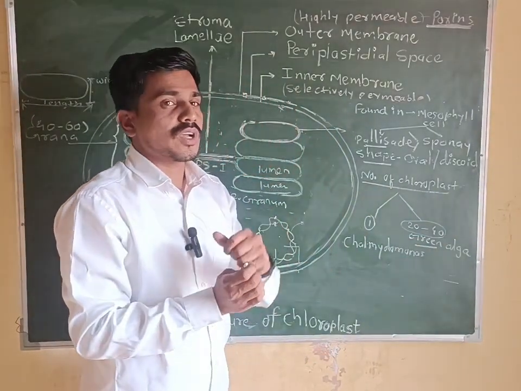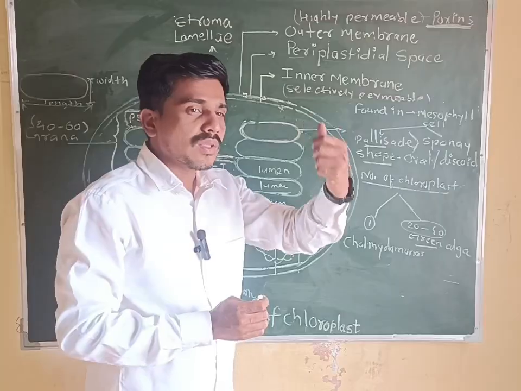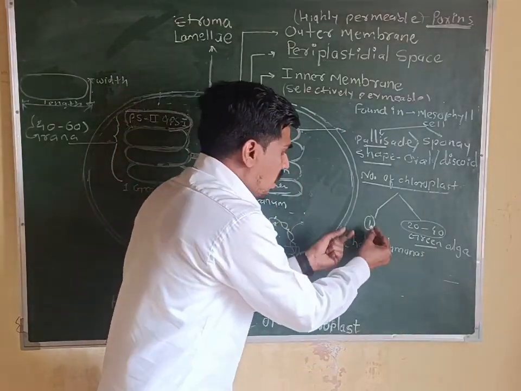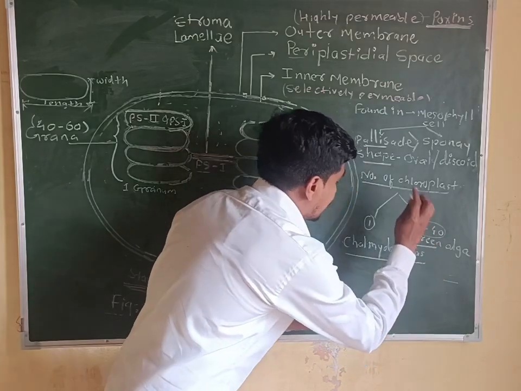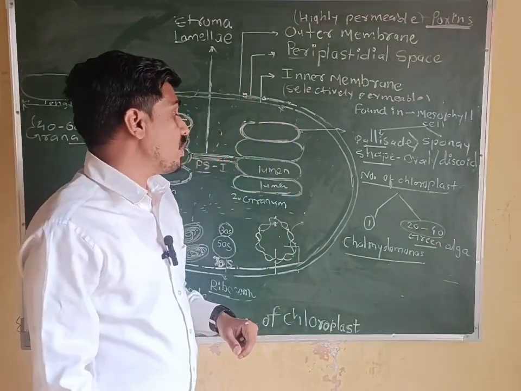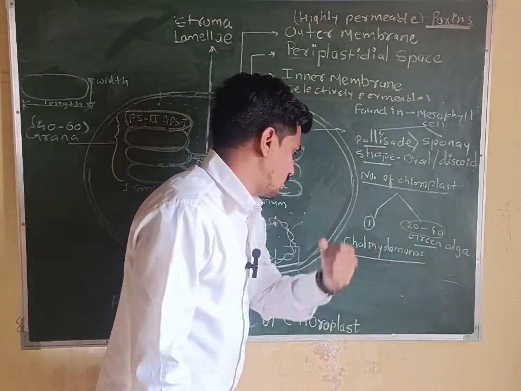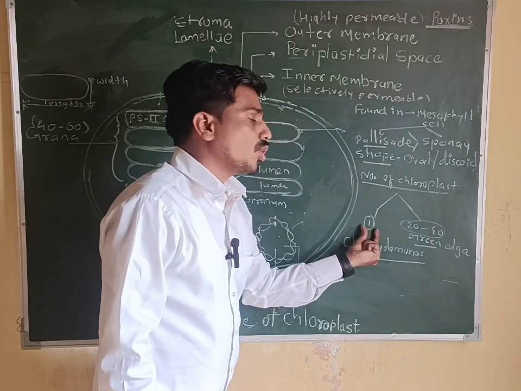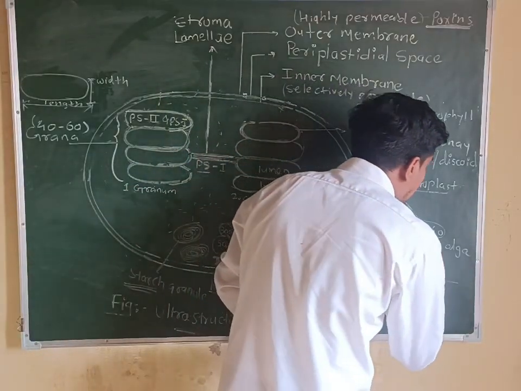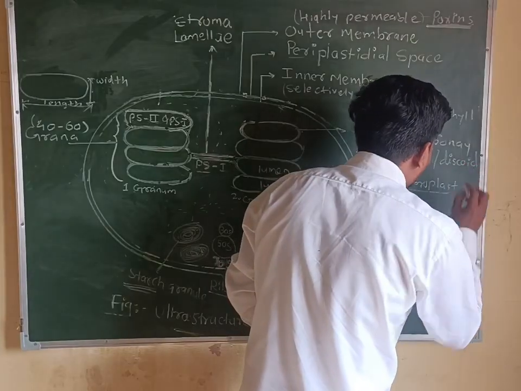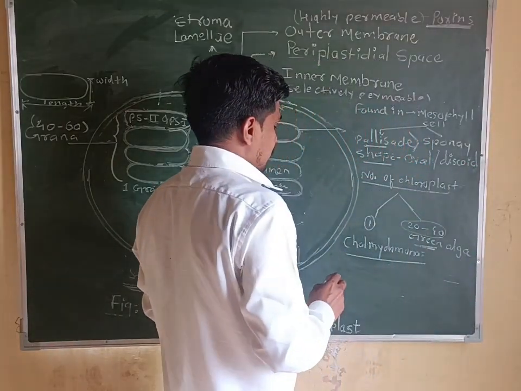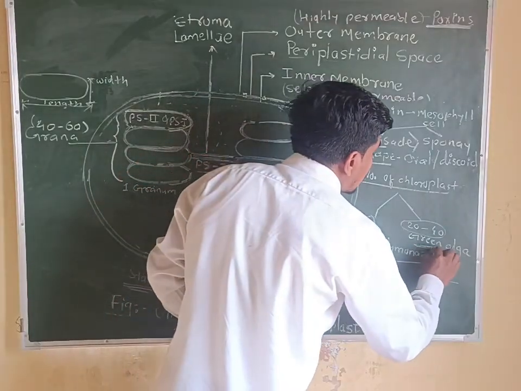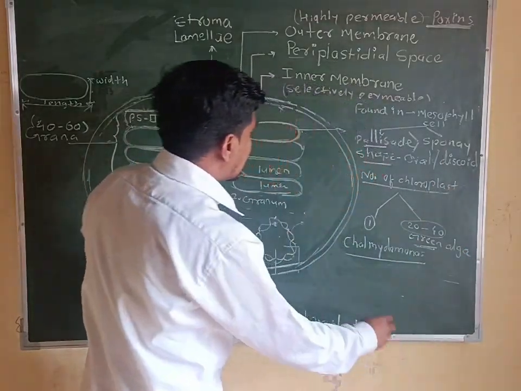How many chloroplasts are found in different autotrophic organisms? Only one chloroplast is found in the Chlamydomonas species. In Chlamydomonas, only one chloroplast is found, and in the green alga 20 to 40 chloroplasts are present.